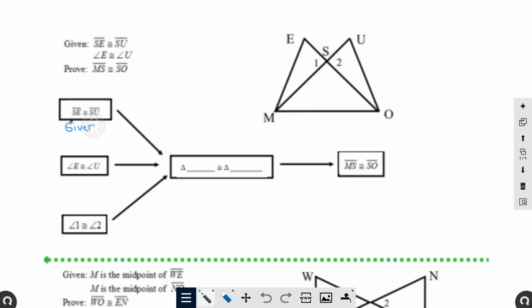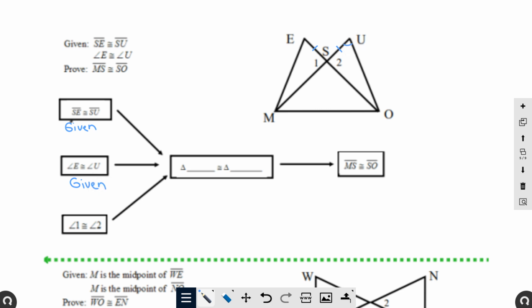Given. Now, remember, after you write why, you need to mark it in your picture. So SE is here, SU is here. Those two segments are equal. All right, next we have angle E is congruent to angle U. Why? Given again. I like when it gives us lots of stuff. It makes it a lot easier.